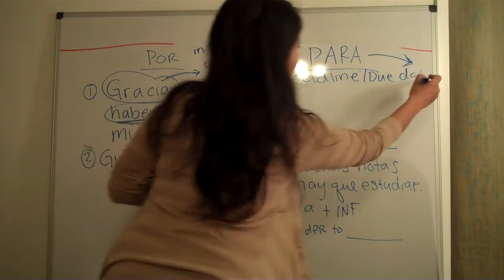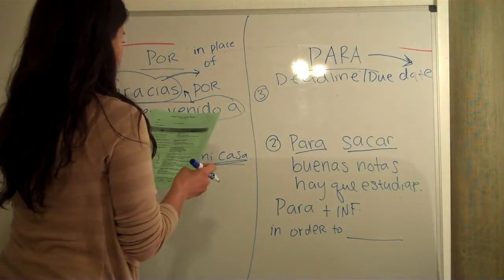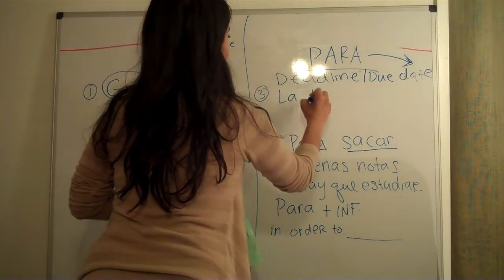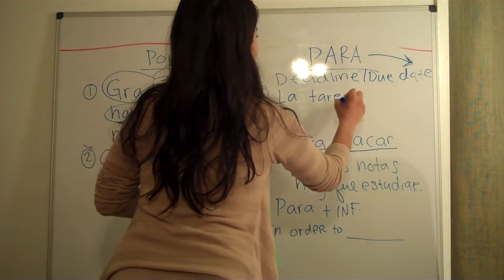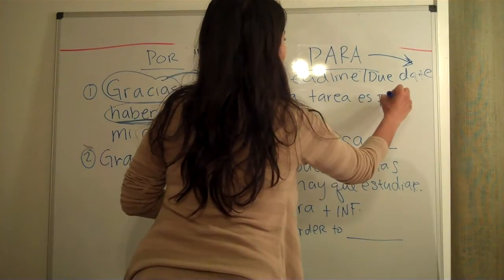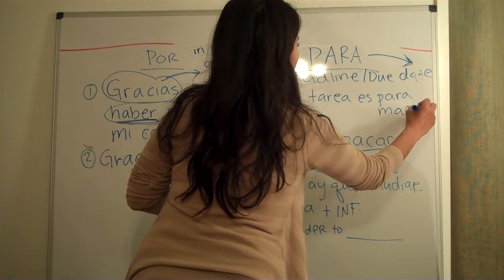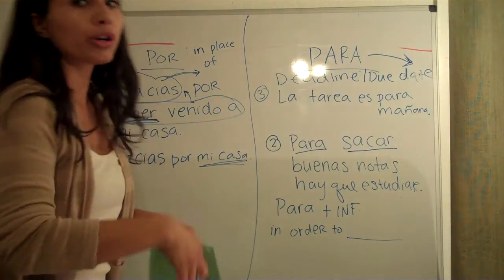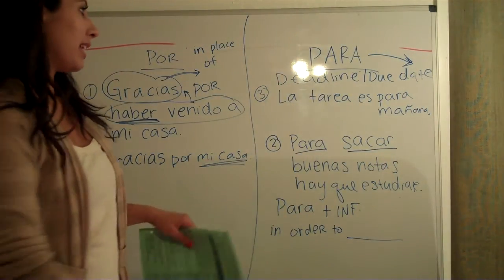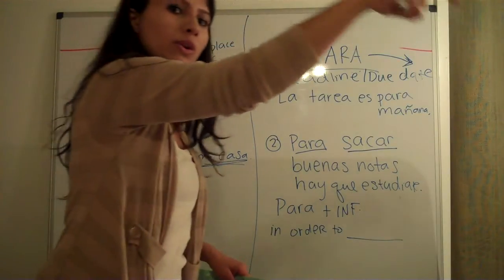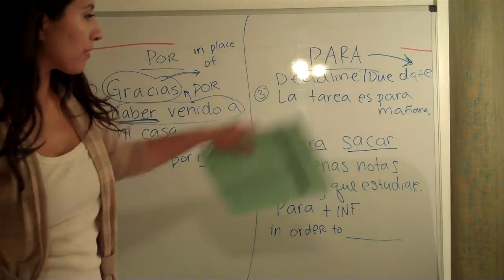So, due date with an E. Deadline, la tarea es para mañana. The homework is for tomorrow. The homework is due tomorrow. That's what it means. La tarea es para mañana. The homework is due tomorrow. You see that vector force, that arrow is for tomorrow, right?